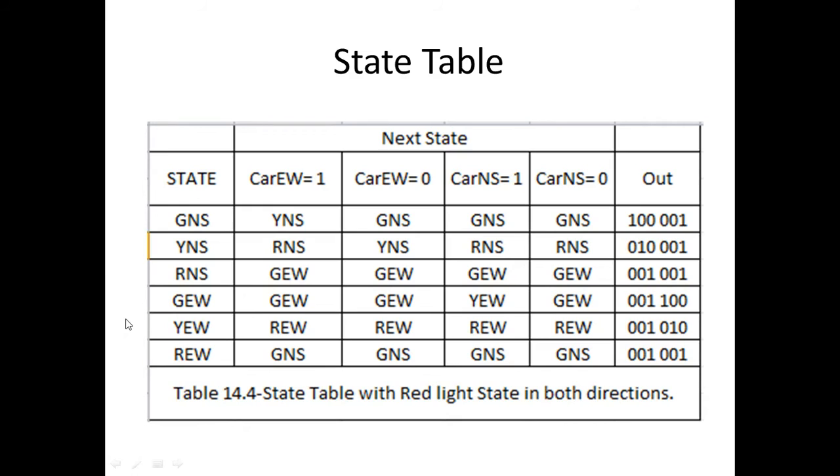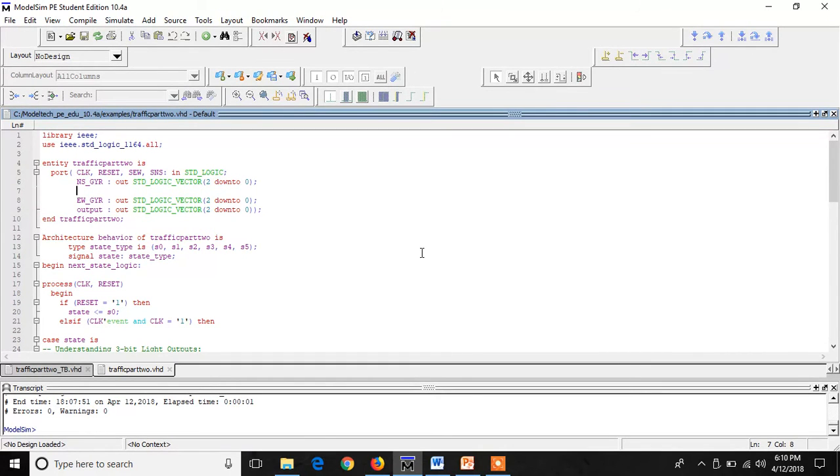Here is the state table. This is the same thing, just in states and next state. I'll show you the VHDL code for this part now. So here's the VHDL part. Here I have, just like in part 1, clock and reset, but this time I have 2 signals, 2 sensors for the east-west direction and north-south direction. Also I have, just like in part 1, north-south lights and east-west lights.